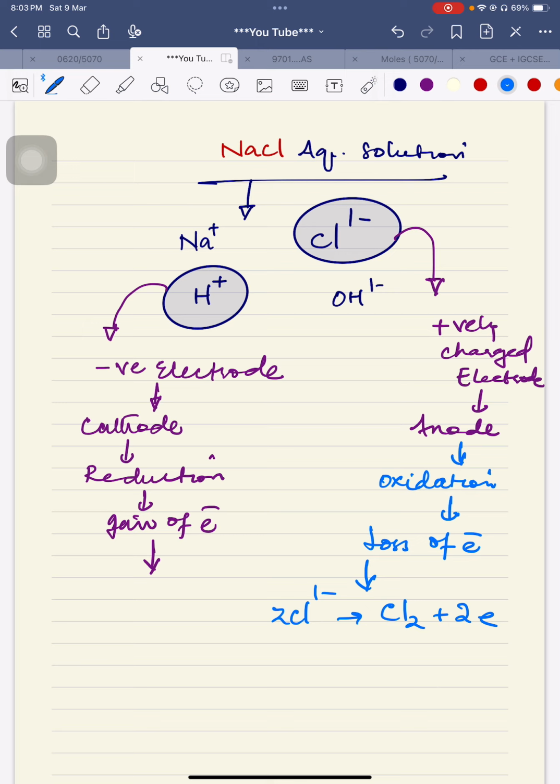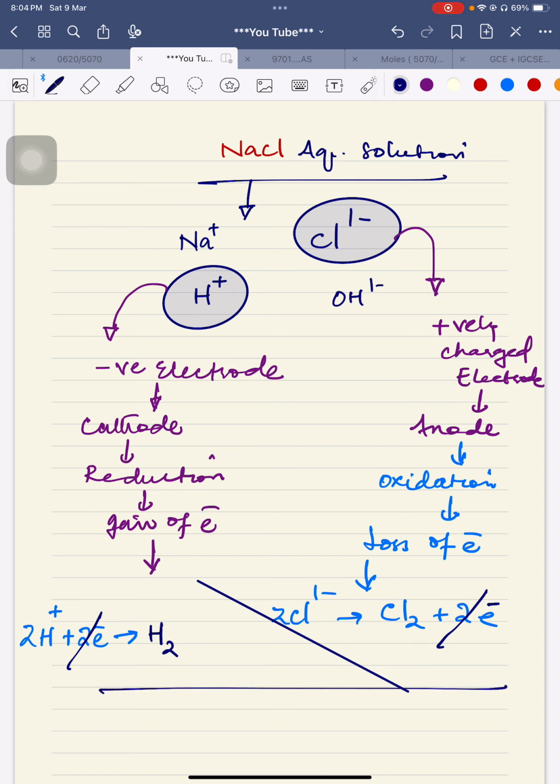Why am I taking 2Cl⁻? Recall that concept which I have taught you in the chapter of the periodic table. All the elements of group number 7, oxygen, nitrogen, and hydrogen are naturally diatomic. So here I'm writing 2H⁺ + 2 electrons. It is going to gain electrons, and what will happen? H2 will be formed. The number of electrons gained and lost are equal.